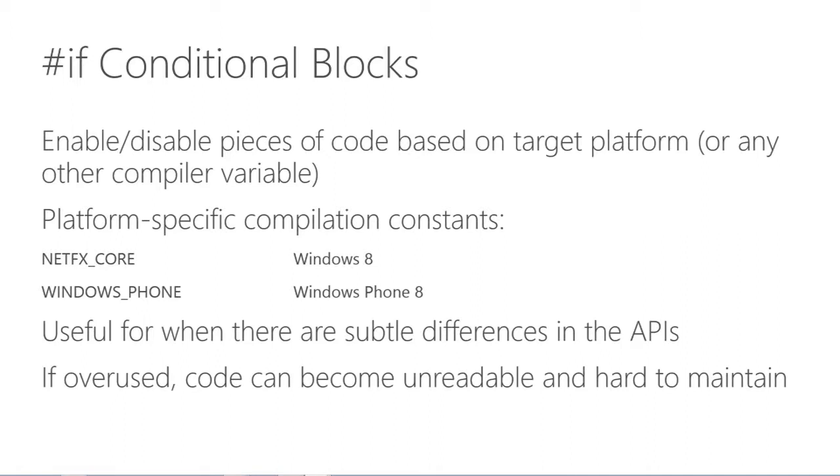So there are specific platform-specific conditional compilation constants. There's NETFX_CORE. When you see that conditional compilation constant, you know that is a Windows 8 code path, and WINDOWS_PHONE is the compilation constant for Windows Phone. Sorry, Windows Phone 8. This is useful when you have subtle differences between APIs. I would caution you, it can get a little bit hard to understand your code sometimes. There are different ways to do this, better ways, good ways and not so good ways. And so I do have a couple of examples.